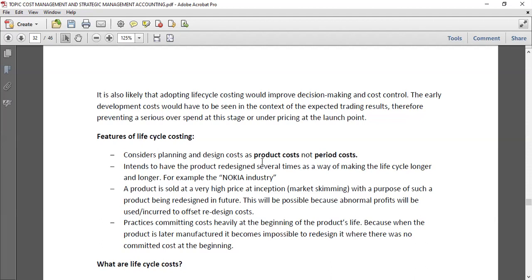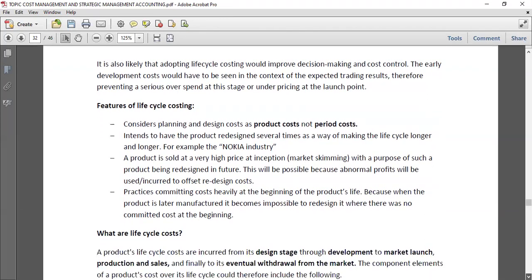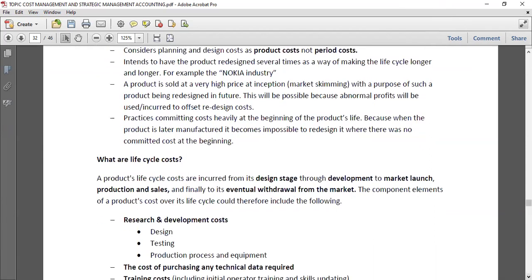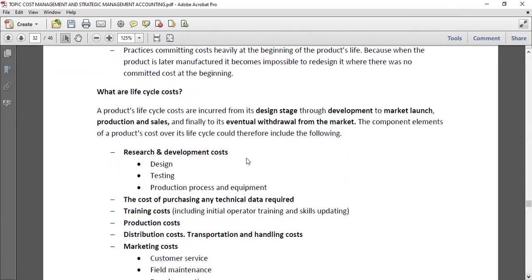And then the other feature is that committed costs are heavy at the beginning of the product life, because we assume that once the product is manufactured, it becomes impossible to redesign it, okay? Because the customer has already gotten used to the product, so we might have challenges there. So we're able to commit most costs at the start of the product. So we do all it takes to make sure that the product is right. So we just have what somebody would call the life cycle costs.